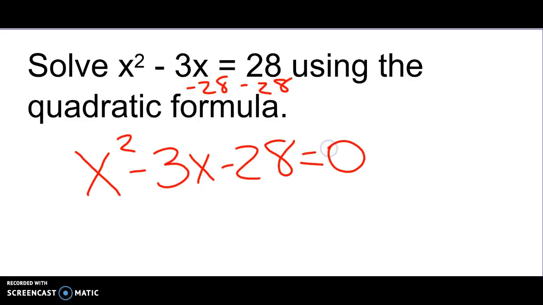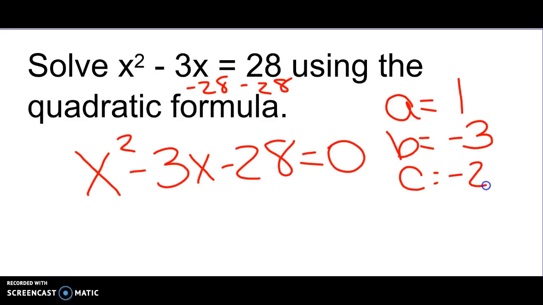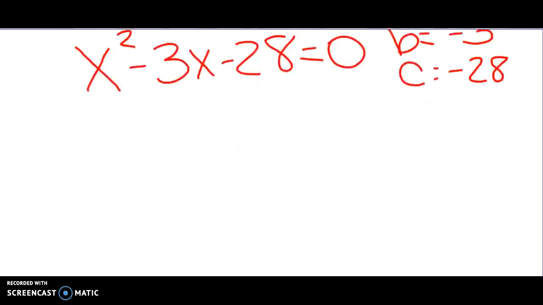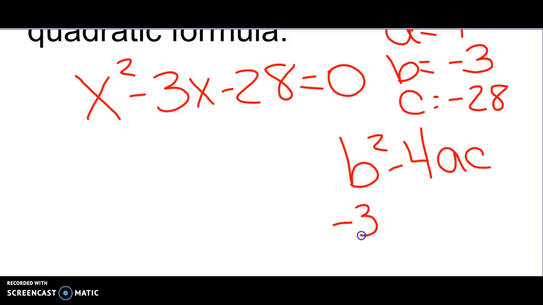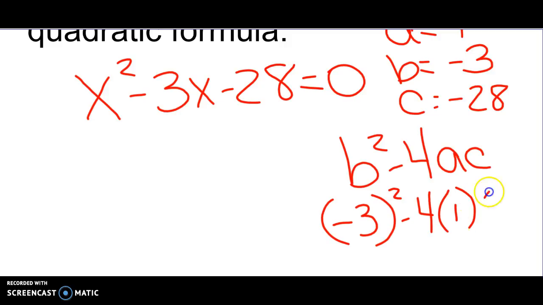And now we're going to label our A, our B, and our C. And you get 1 for A, negative 3 for B, and negative 28 for C. So let's go through and use the quadratic formula. Now, I like to find B squared minus 4AC just to start with. All right, so B squared is going to be negative 3 all squared minus 4 times 1 times negative 28.